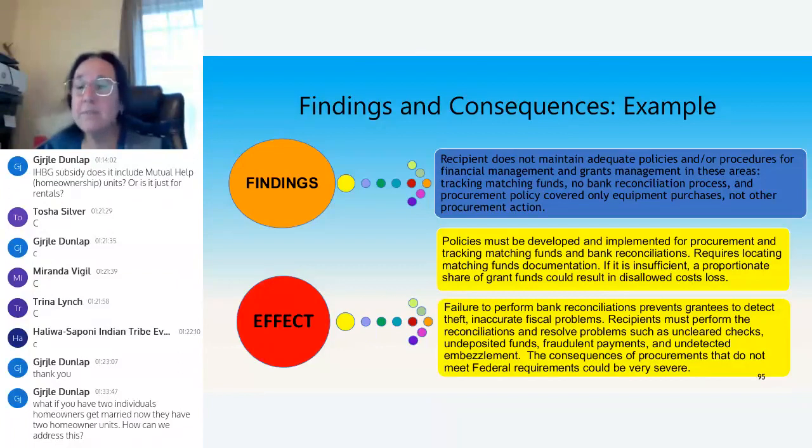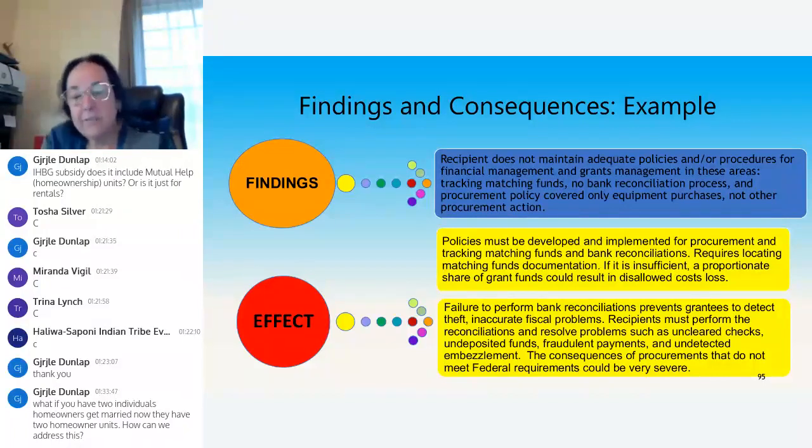Findings: the recipient doesn't maintain adequate policies or procedures for financial management and grants management in these areas: tracking matching funds, no bank reconciliation process, procurement policy covered only equipment purchases, not other procurement actions. Your policies have to be developed and implemented for procurement, to track your matching funds and your bank reconciliations. This requires locating matching fund documentation. If it's insufficient, a proportionate share of your grant funds could result in a disallowed cost loss.